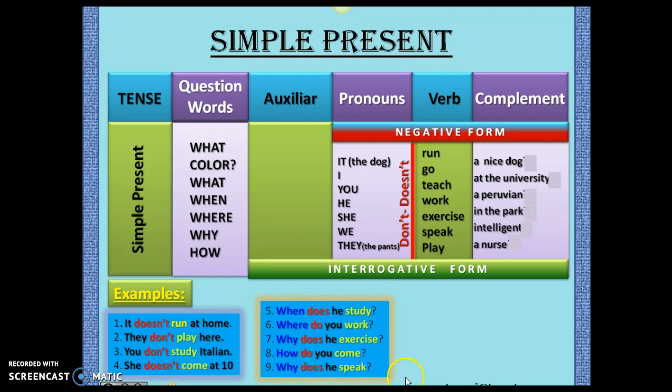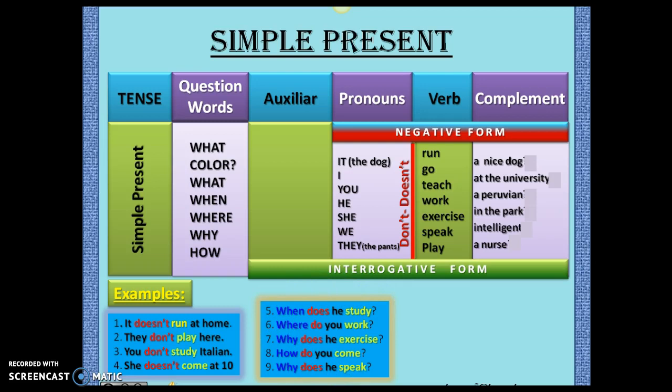Let's see here. When does he study? Where do you work? Why does he exercise? How do you come? Why does he speak? So what kind of sentences are these? Yes, they are interrogative sentences or interrogative form. And these, what kind of questions are these? Specific or general? Very good. They are specific questions.